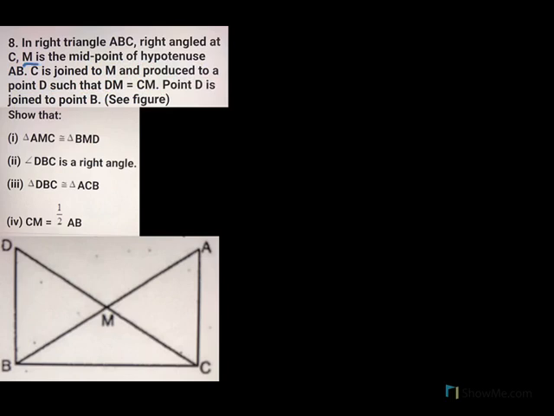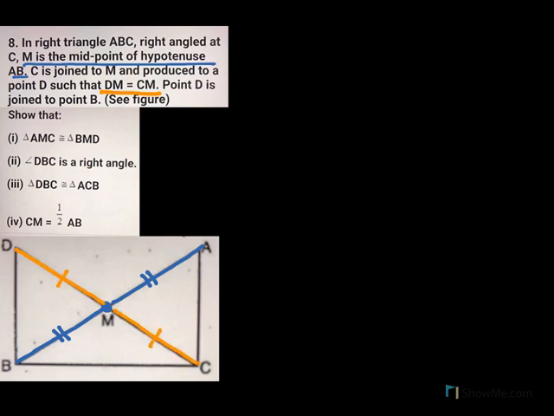We start from this. M is a midpoint of the hypotenuse AB. So here M is a midpoint of AB, which means we can say AM equals BM, because M is a midpoint. And they also say DM equals CM, so we'll mark that too.